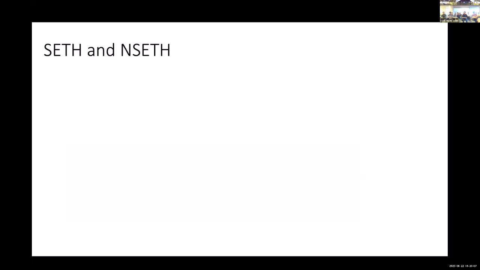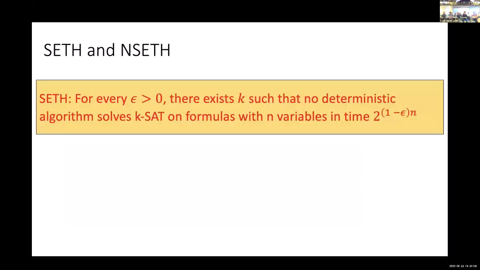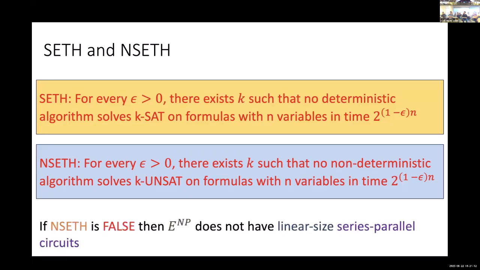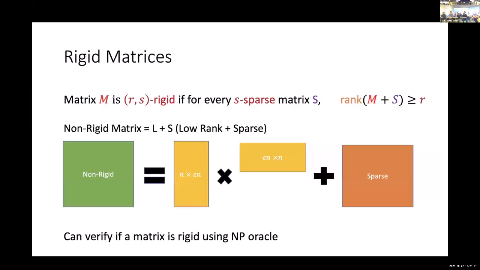Okay. So let me just quickly give some definitions. I'm guessing everybody's familiar with SETH, it's saying that there exists a k so that there's no deterministic algorithm that solves k-SAT in n to the 1 minus epsilon time for every epsilon. NSETH is saying that there's no non-deterministic algorithm for unsatisfiability. And here's a nice corollary: if NSETH is false, then NP does not have linear size series-parallel circuits. Okay, this is one side of the coin.